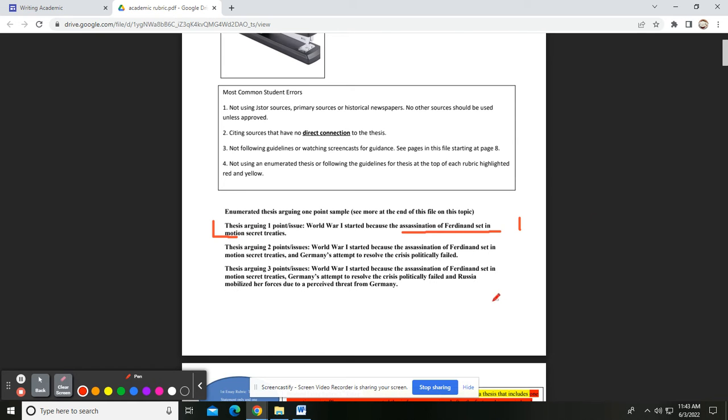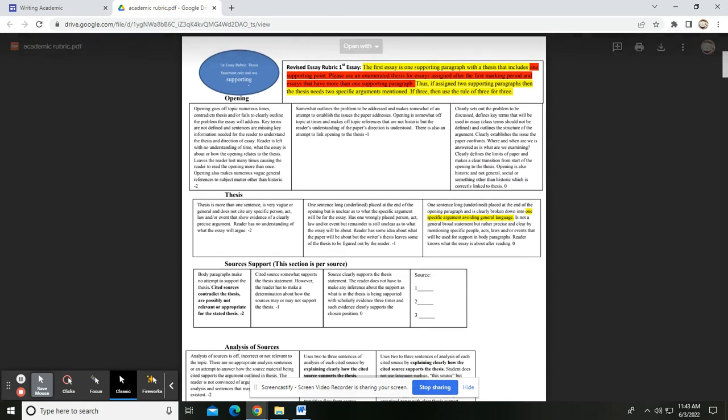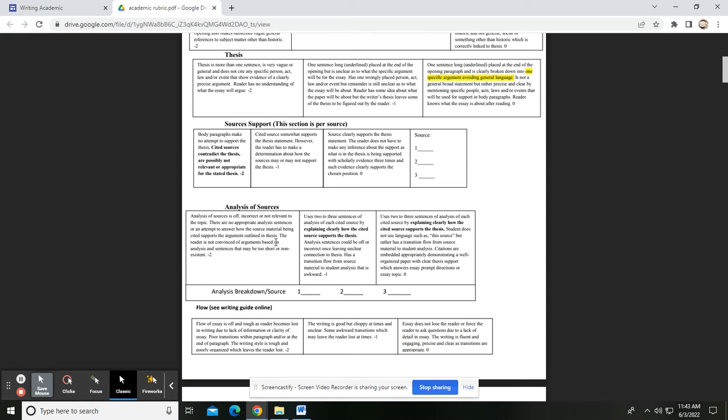If you are assigned two paragraphs, now you need two supporting points. So, using that same thesis, we see this thesis playing out this way. World War I started because the assassination of Ferdinand set in motion secret treaties. So, this is paragraph one, and Germany's attempt to resolve the crisis politically failed. So the sources supporting this point should be in paragraph two, and then the motion of secret treaties should be in paragraph one. So make sure you pay attention in class, get an idea of how many paragraphs, but for the most part, it's going to be one paragraph. And I will be looking at your sources.